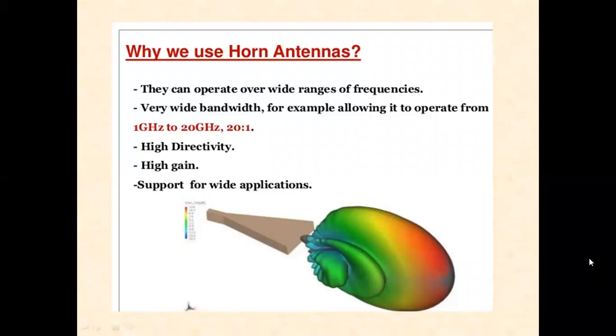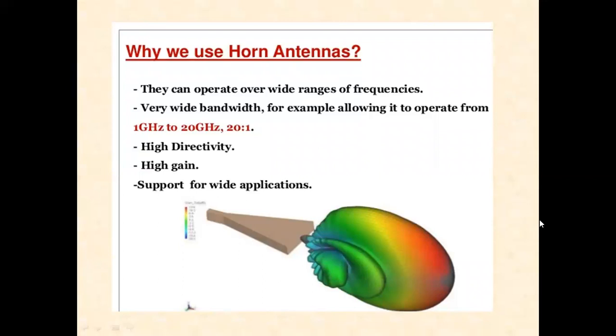So then why are we using horn antennas? They can operate over a wide range of frequencies because they can be used as a microwave antenna. The bandwidth of the antenna is very wide, varying from 1 gigahertz to 20 gigahertz. So much wider bandwidth is provided, and we can make use of this antenna for receiving many channels because of the higher bandwidth.